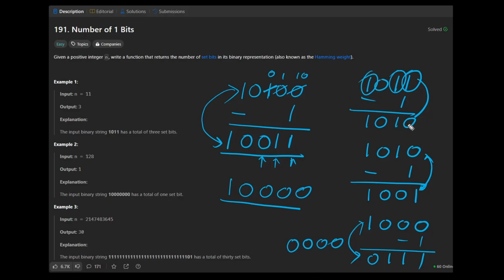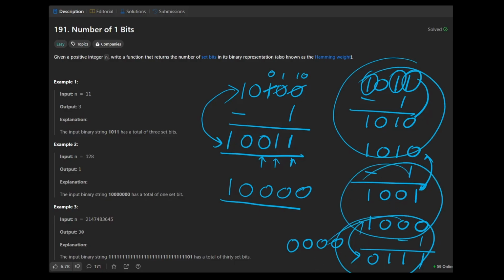So how many iterations did it take? 1, 2 and this one 3. It took us 3 iterations to destroy all the ones. And this is the algorithm. The time complexity would be the number of ones present in your binary number.